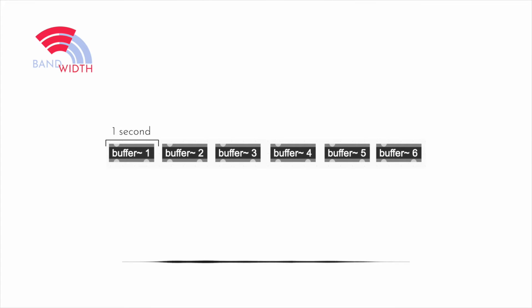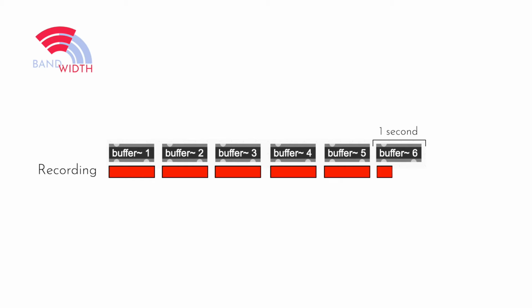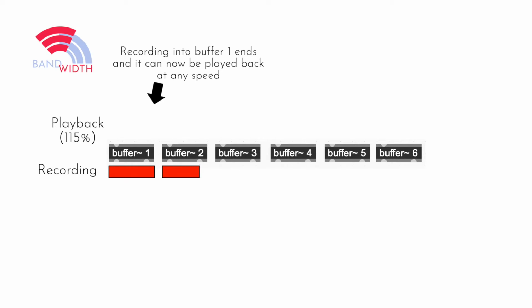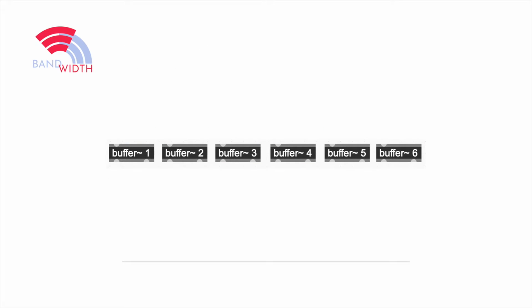With a buffer size of 1 second, the audio is only recorded for 1 second. The input is then transferred to the next buffer. When we need to play the audio back at a different speed, we start with the first buffer, which is no longer being recorded into. There will always be a short delay that is the length of one buffer size between the recording and the playback.